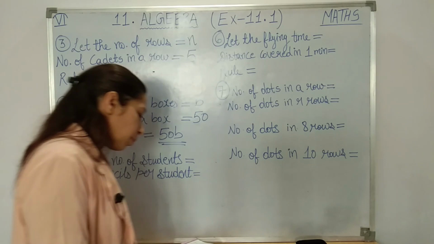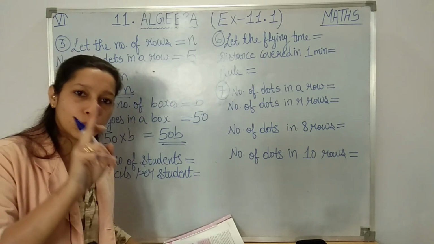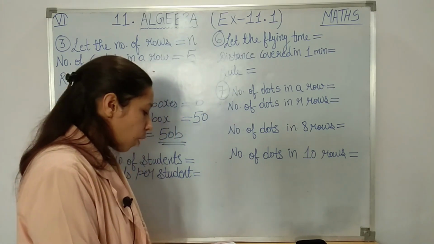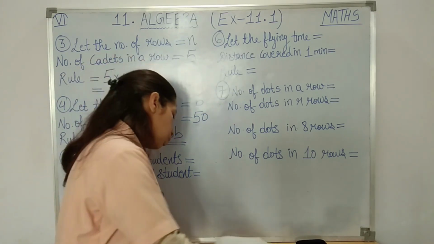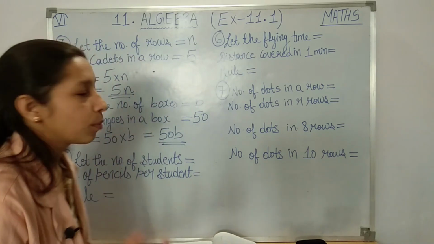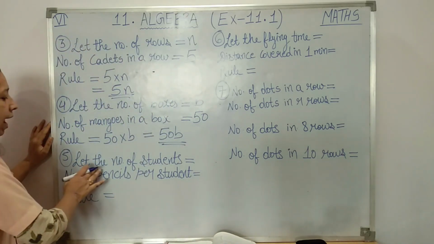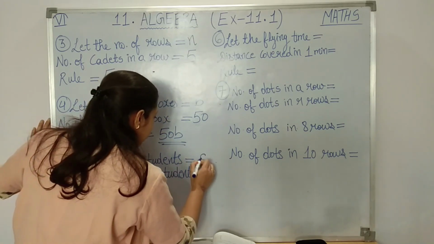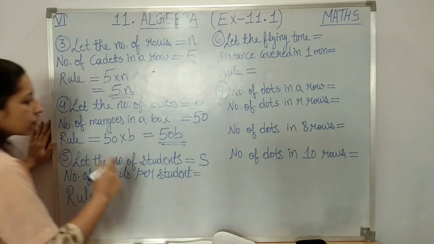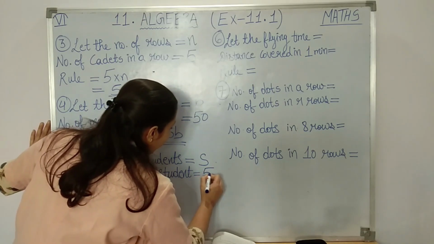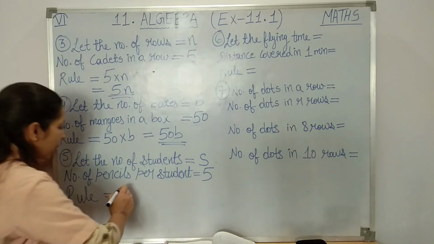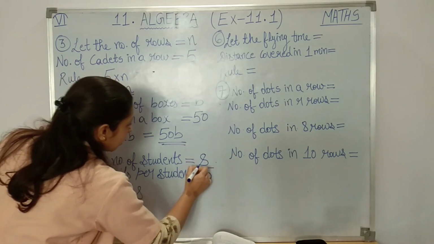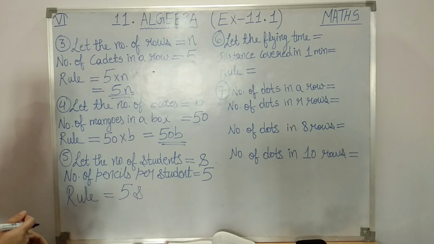The teacher distributes 5 pencils per student. To one student 5 pencils are given. Then can you tell how many pencils are needed given the number of students, and use S for the number of students. So see the solution, students. Let the number of students be S. Then we know that number of pencils given per student is 5. So total number of pencils given will be 5S. Got it, students? 5S. This will be the rule for this.